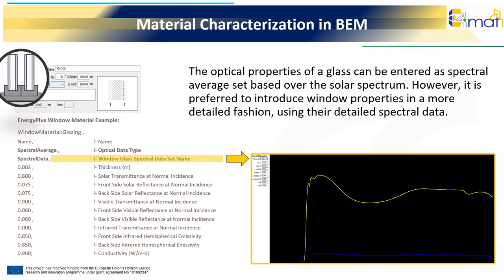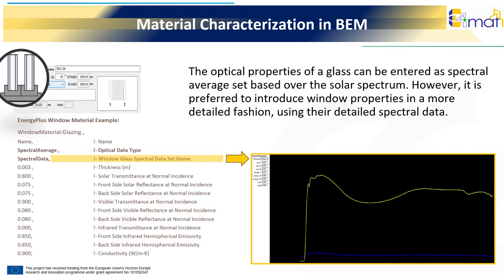The optical properties of a glass can be entered as spectral average set, where the values entered for solar and visual transmittance and reflectance are assumed to be averaged over the solar spectrum and weighted by the response of the human eye in the case of visual properties. However, it is preferred to introduce window properties in a more detailed fashion, using their detailed spectral data. In this regard, it is important to note that glazing layers may have different properties defined for their front and backside surfaces, where front side is defined as the surface closest to the exterior of the building for exterior windows.